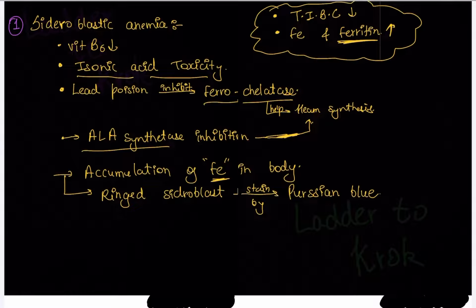Sideroblastic anemia usually occurs in vitamin B6 deficiency or heme synthesis disturbances. Now the second one is iron deficiency anemia. It's also very important.